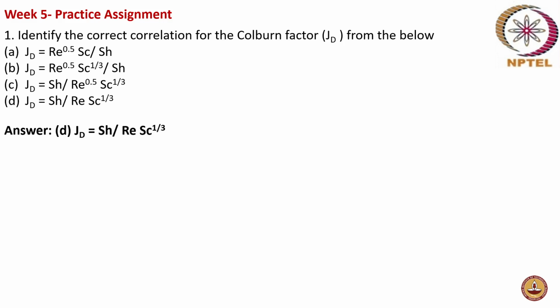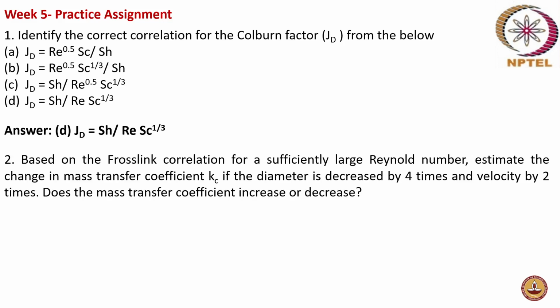So the answer is actually option D, where JD is equal to Sherwood number divided by Reynolds number into Schmidt number power 1 by 3. Now question number 2. Based on the Froessling correlation, for a sufficiently large Reynolds number, estimate the change in mass transfer coefficient if the diameter is decreased by 4 times while the velocity is increased by 2 times. Here there should be velocity increased by 2 times. So, does the mass transfer coefficient increase or decrease?